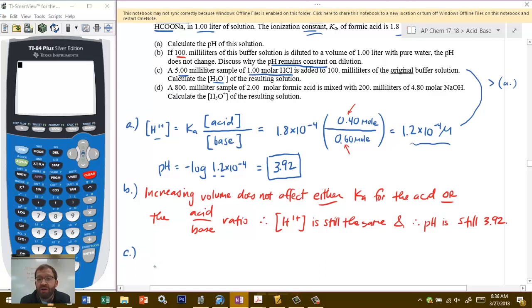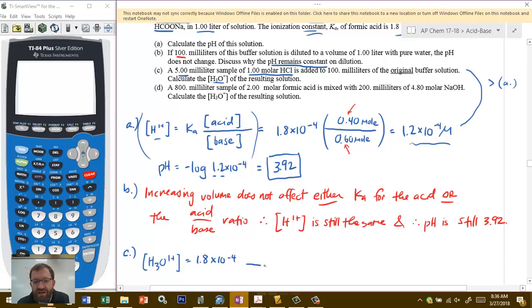So what are we doing here? For C, we're still in a buffer, and we still want to use our same equation. So to find our H3O, or hydrogen ion, they're kind of interchangeable here, we're still going to use the same equation that we used earlier up here, but we're going to add in the acid to show its effect in the ratio of acid to base. So the Ka is still the same, 1.8 times 10 to the negative 4.